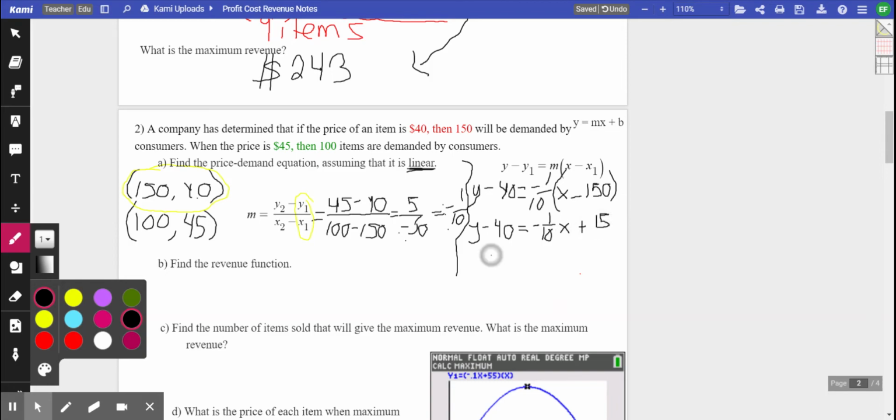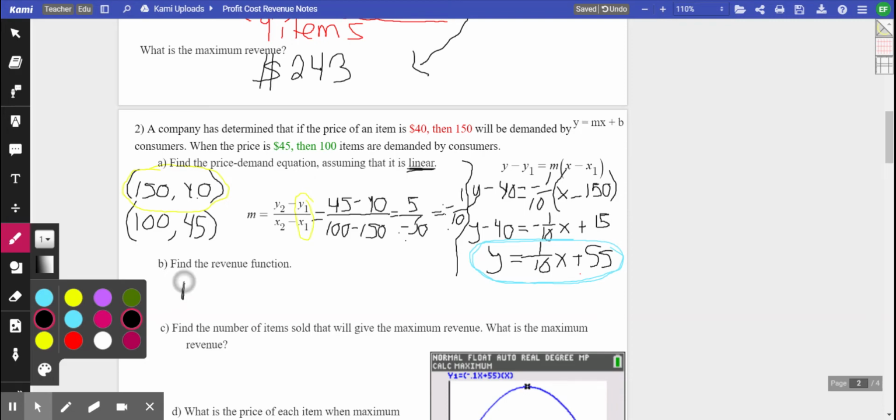And then solve for y. So I get that y is equal to -1/10x plus 55. So this right here is actually my price demand equation. So when we're asked to find our price demand equation, that's this guy right here, price demand. So from the prior example, we learned that once we know our price demand equation, we just have to multiply it by x, and that gives us our revenue function. So we'll do that in our next step to answer part B.